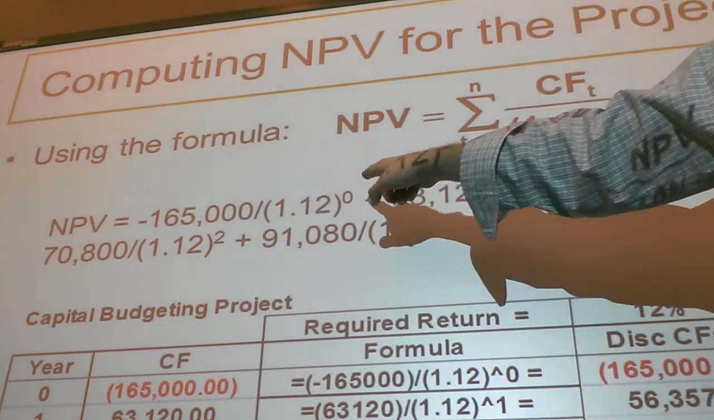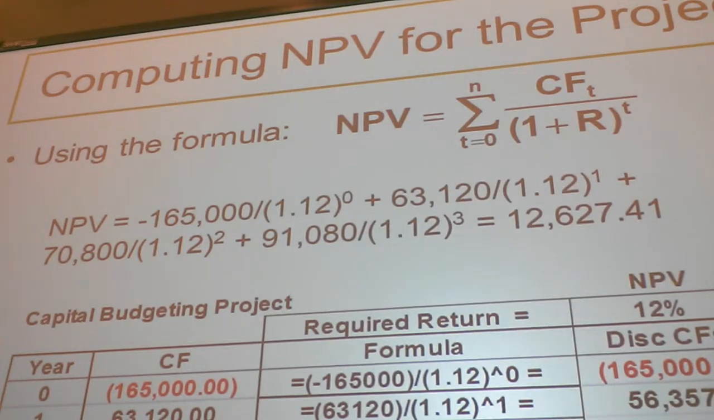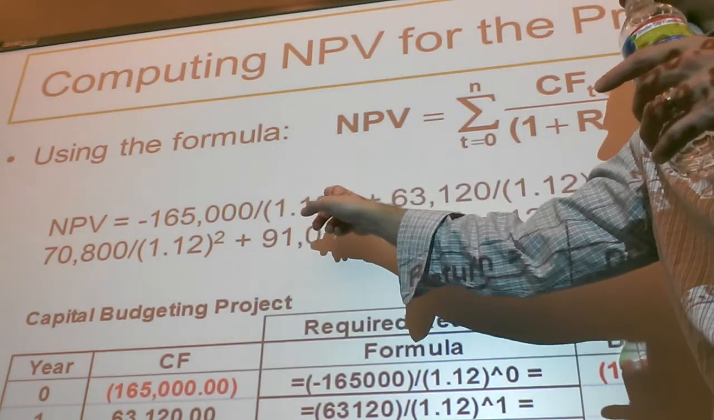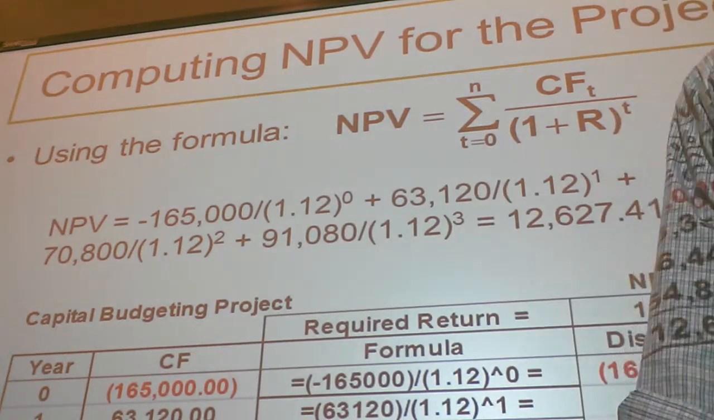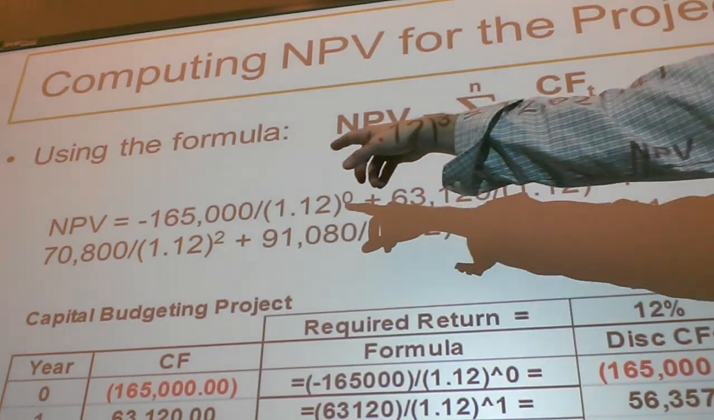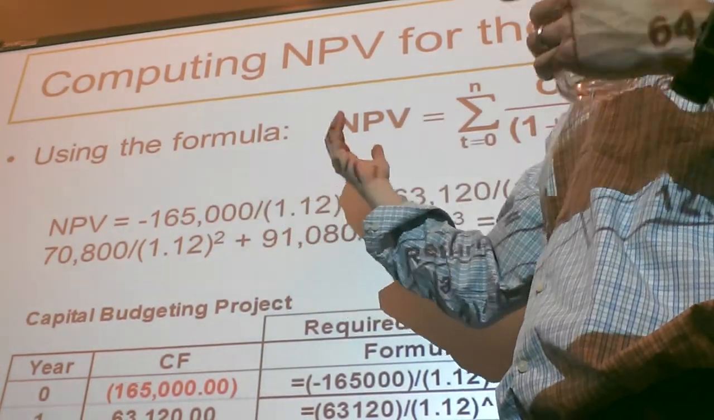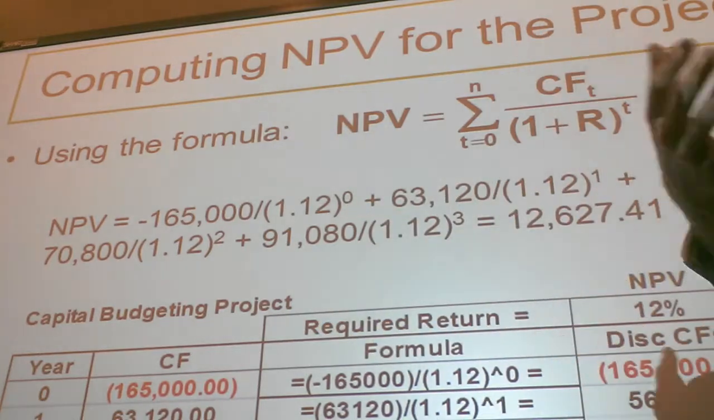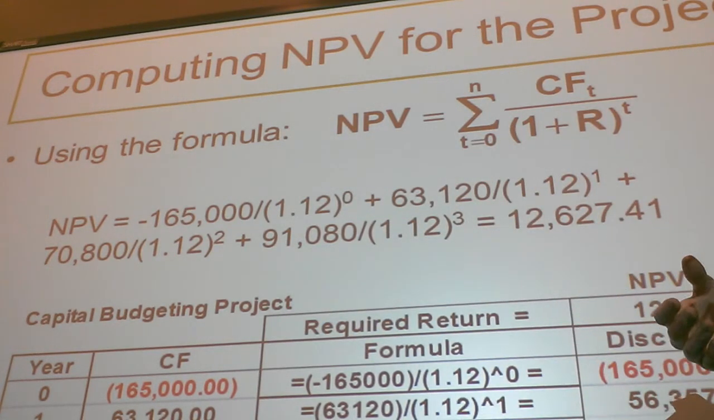The t in this period is 0, right? So what does that do? If you just look at this part, 1.12 to the 0 power, what does that do? Mathematically, that's 1. You could try it in Excel if you don't believe me, but 1.12 to the 0 power is 1. Whenever you take anything to the 0 power, it's always 1. So that means negative 165 over 1 is going to be equal to negative 165,000. That's why you see that here.